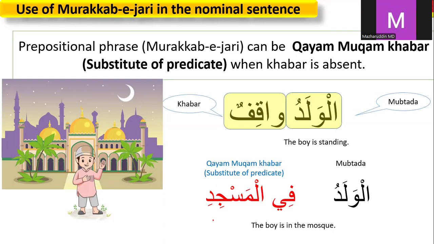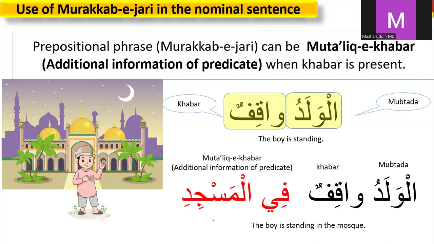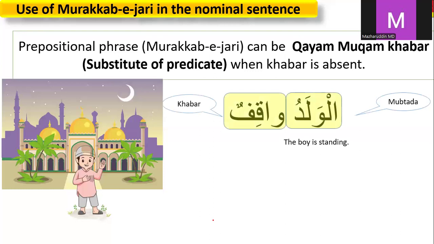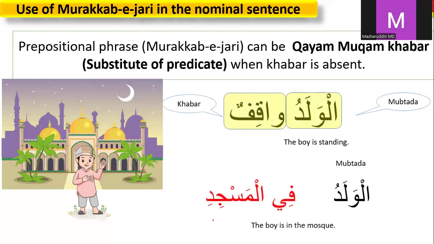I have written in English as well to understand. These all terms are in Arabic. Don't get confused, because when you analyze surahs, you need to highlight and label these words to understand. Okay. So what was the first one? When khabar is present, what do we call murakkabe jari? Mutalike khabar. Additional information of predicate. When khabar is absent, what do we call murakkabe jari? Qayam muqam khabar. Substitute of predicate.